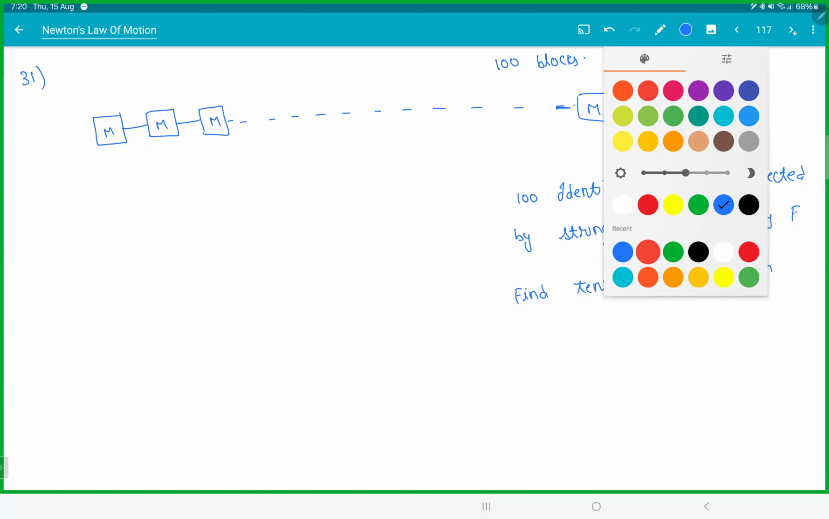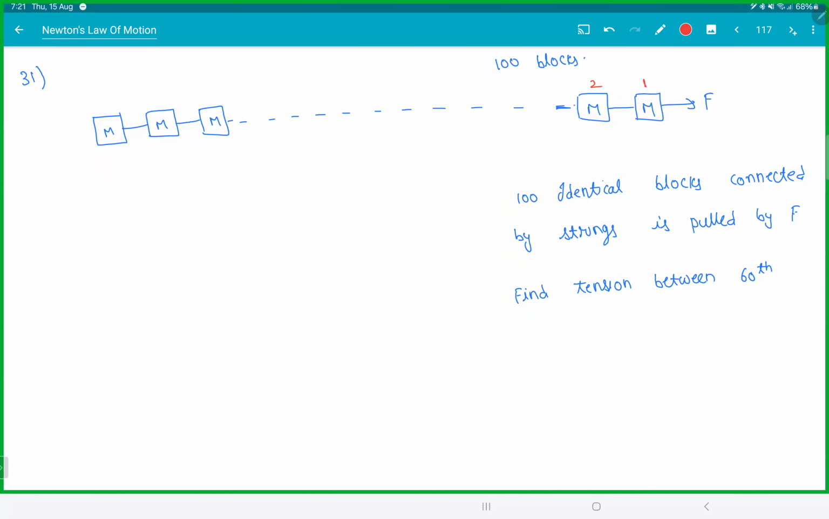The numbering starts from the right side, okay? 1, 2, this is 100, 99, 98. Yes, 1 is the first block. The engine ka first block is 1, and so on. Find the tension between the 60th and the 61st block.